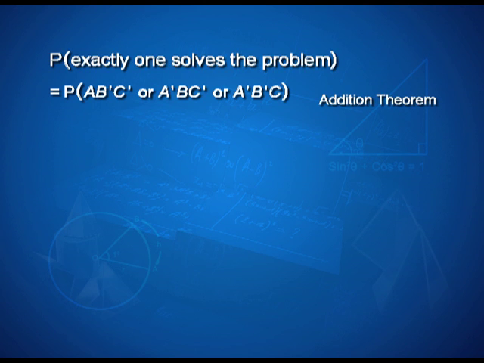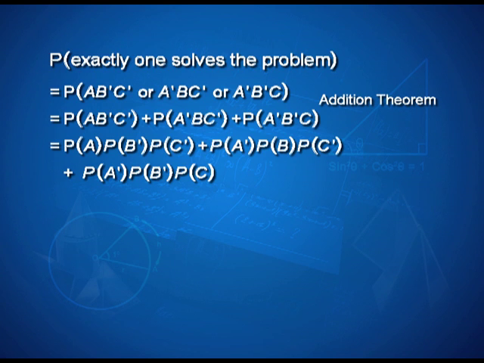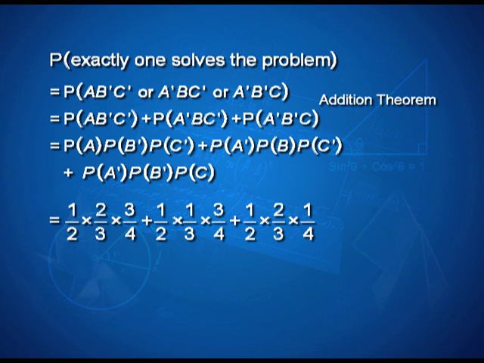Again, as we saw earlier in that list of results, if A, B, C are independent, so are A and the B complement and the C complement. Therefore, probability of A, B complement, C complement turns out to be the product of the three probabilities. Similarly, for the other two cases, and therefore, we have each one of them replaced by their corresponding value, which all simplifies to be 11 by 24.